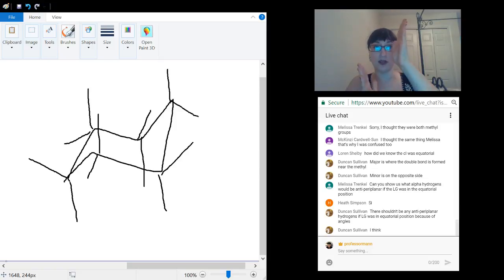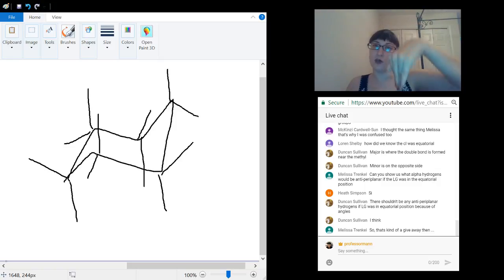Some of them are going to be straight up and down, and we call those axial. If they're going out to the sides, going up but out to the side rather than straight up, we call those equatorial. When you flip the chair, everything that was pointing up and axial is now still pointing up but equatorial. And everything that was pointing down axial is pointing down but equatorial, and vice versa.